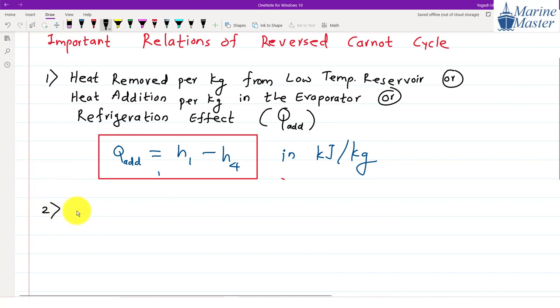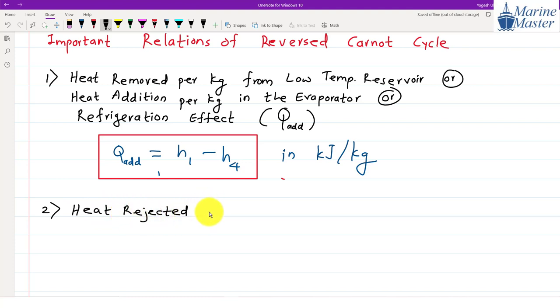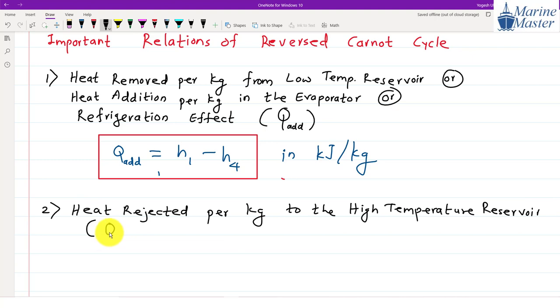Now the second point is what? What will be the second point? Heat rejected per kg to the high temperature reservoir. Heat rejected per kg to the what, guys? To the high temperature reservoir. And that is nothing but our Q rejection.